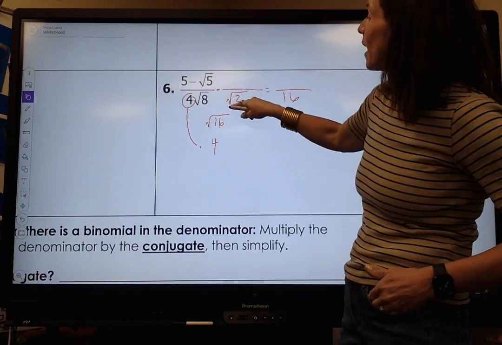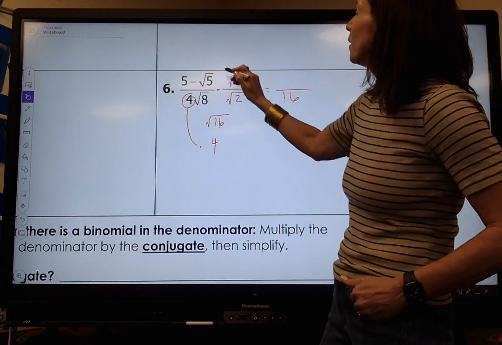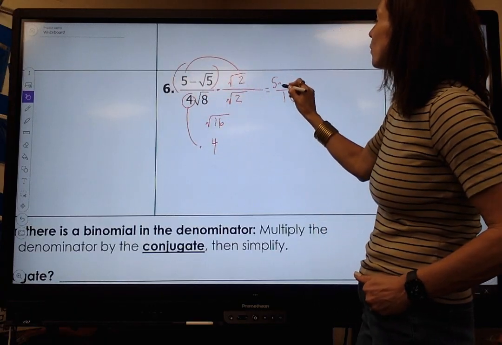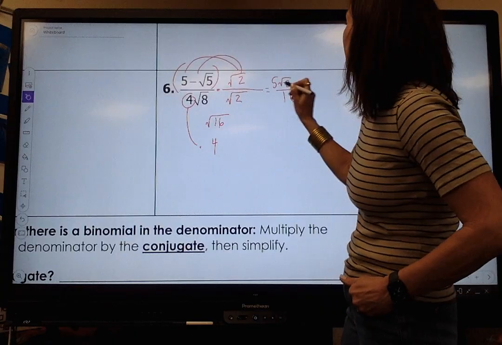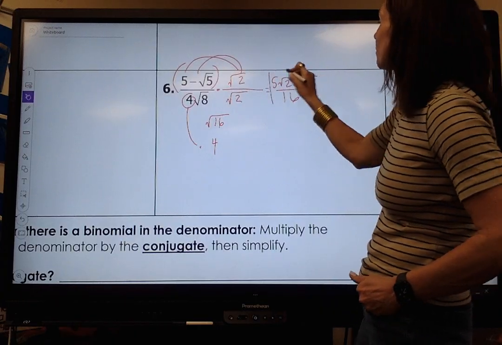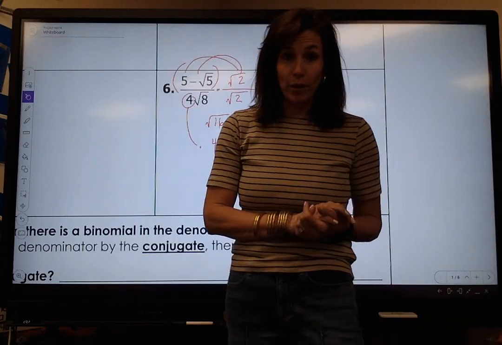Now, to rationalize, I multiply by square root of 2, so whatever I do on the bottom, I do on the top. Remember, this is a binomial, so you must distribute. 5 square roots of 2 minus square root of 10. I can't simplify this, so that's my final answer. Okay, that's when we have a monomial when we're dividing.